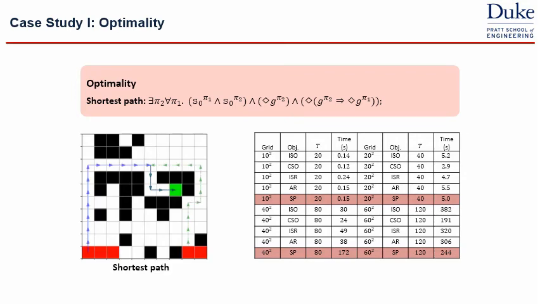This figure shows the result for the synthesis on 10 by 10 grids. The starting set is given in red, the goal set is in green, the obstacles are in black, and here we show two shortest paths.